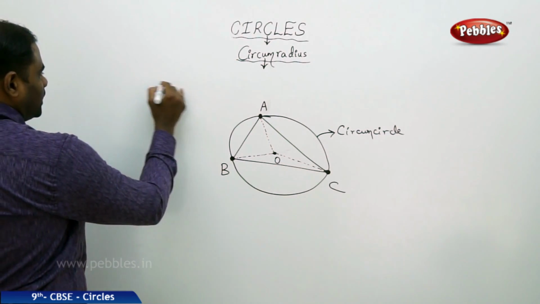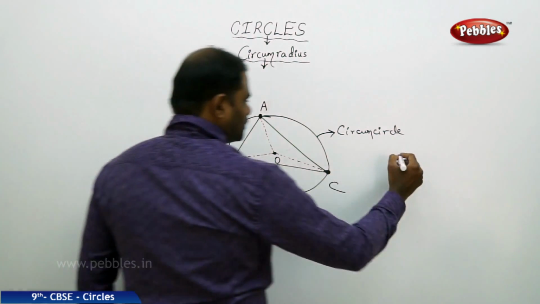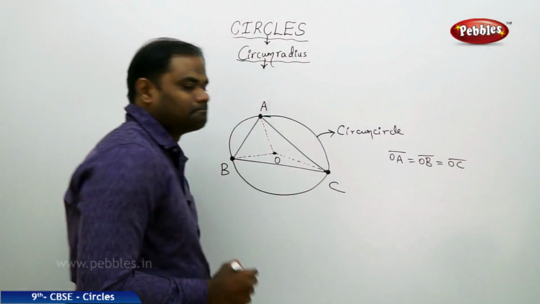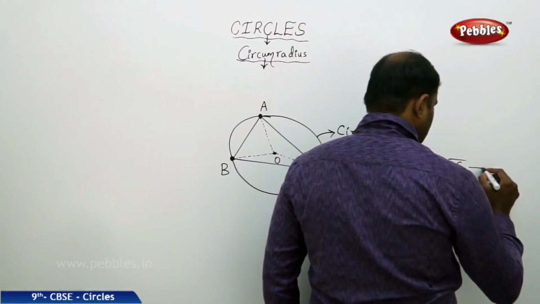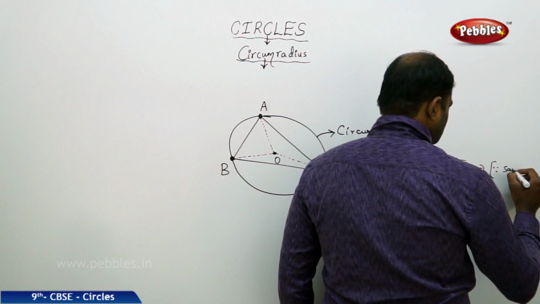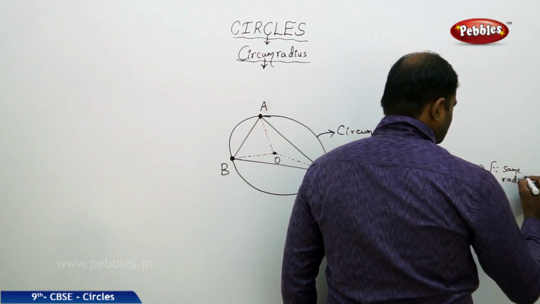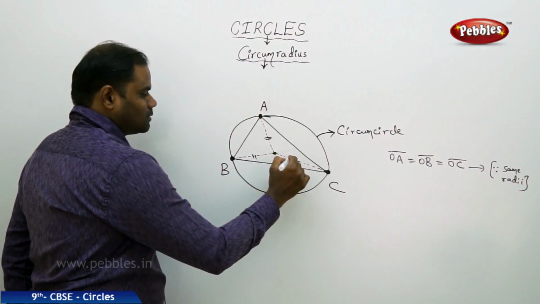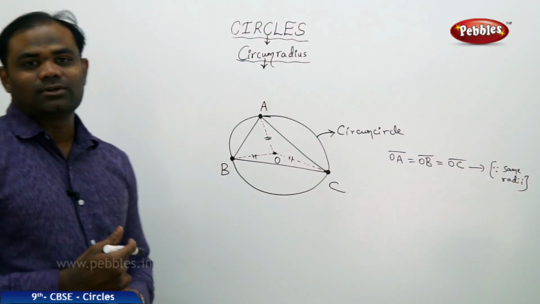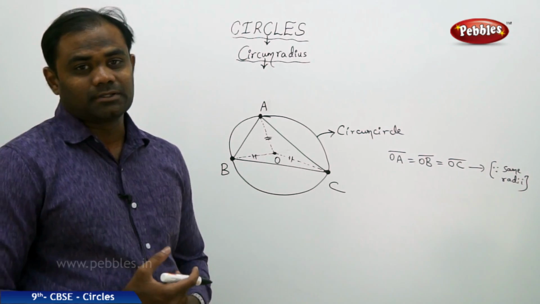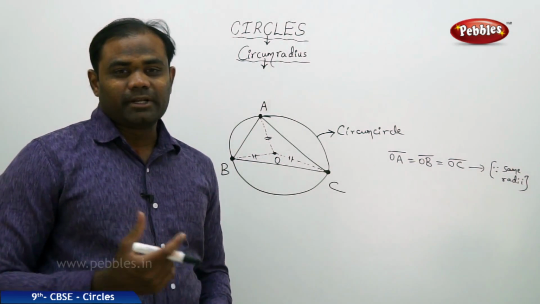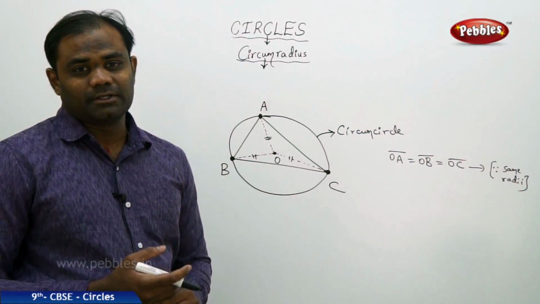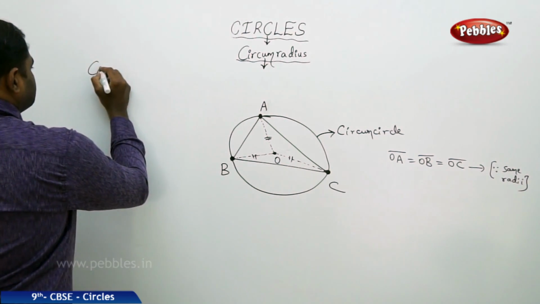That is, I have OA equals OB equals OC, since they are the same radii. And hence this equals this equals this, and that radius of the given circle is called circumradius. The radius of the circumcircle is defined as circumradius. So let's come to the definition.